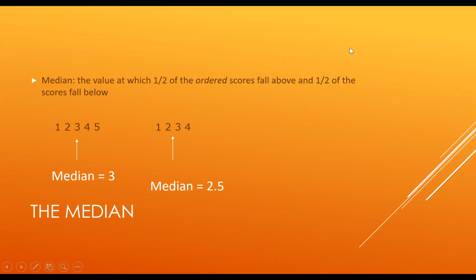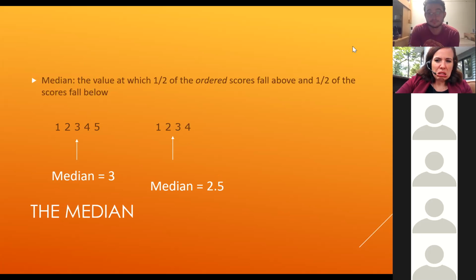Okay, so again, the median is the value at which half of the ordered scores fall above and half of the scores fall below. If I look at 1 through 5, this is an odd numbered data set because there are 5 values. Finding the midpoint is very simple. I just go right here and here's 3. So I know that half is above, 4 and 5, and half is below, 1 and 2. So the median is 3. If I look at the same thing and I just take away 5, 1, 2, 3, 4, now I don't have an exact midpoint. So I need to take the average of my 2 middle spots. The way I would do that is 2 plus 3 equals 5, divided by 2 equals 2.5. So the median for that is 2.5. Does that make sense to everyone, how we go about doing that? Pretty clear? Okay.